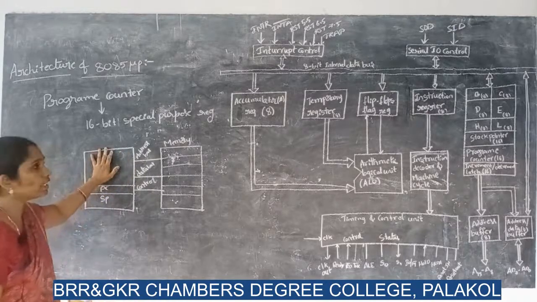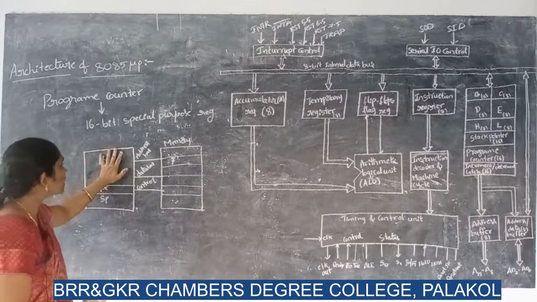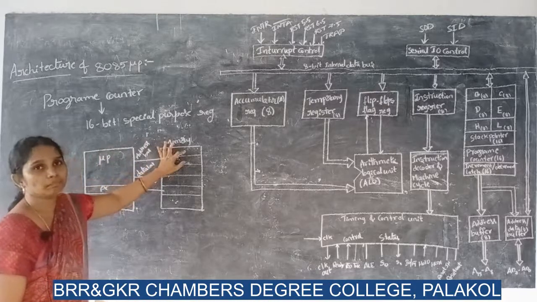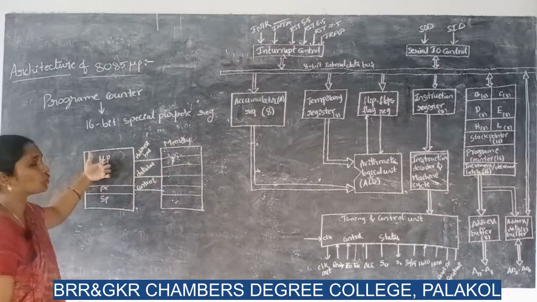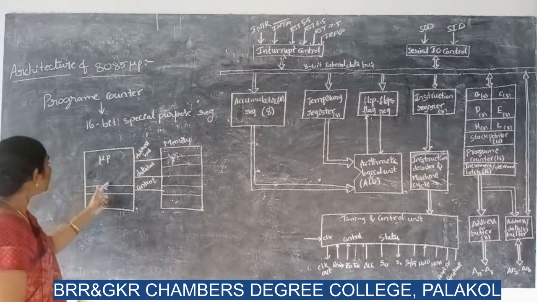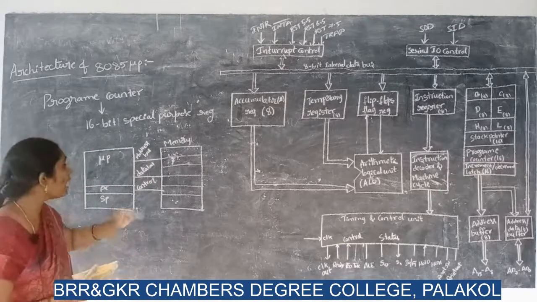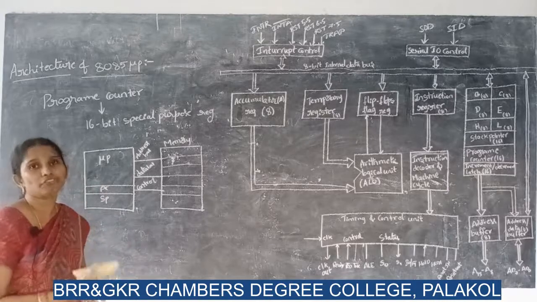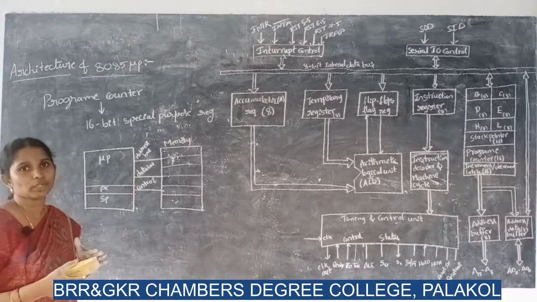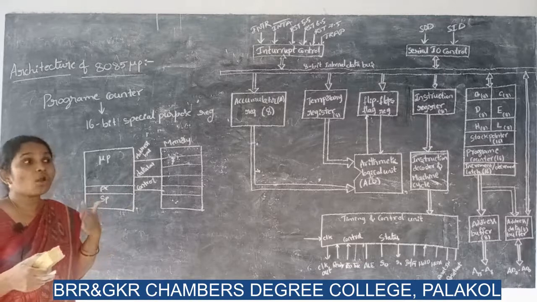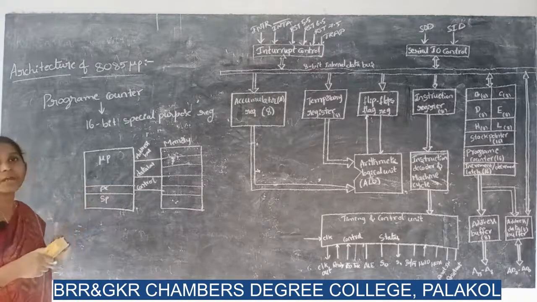The microprocessor can take the instructions from this memory. First of all, it will send a signal to the memory. The memory will receive that signal and send the instructions back. So what is the operation of the program counter? A program counter can store the address of the next instruction to be fetched. Whenever we perform one operation, the address for the next operation is stored in this program counter.